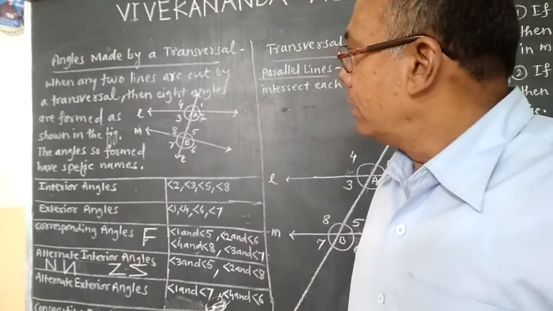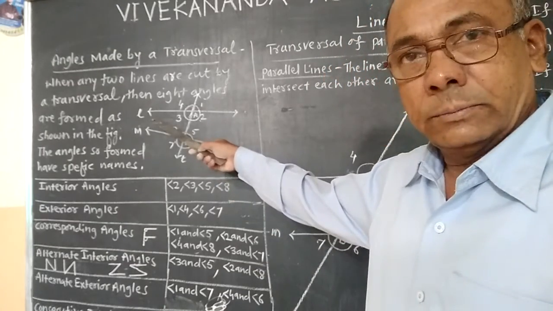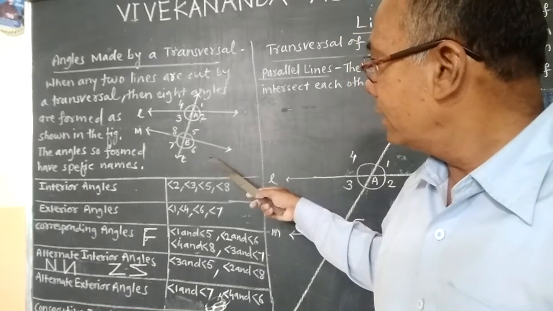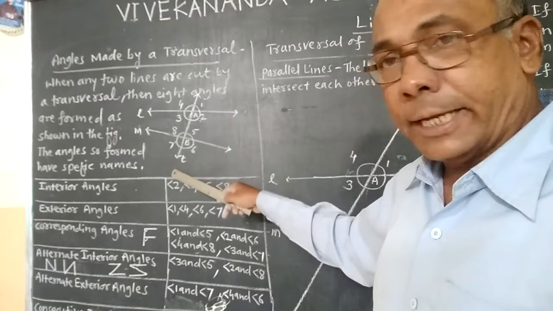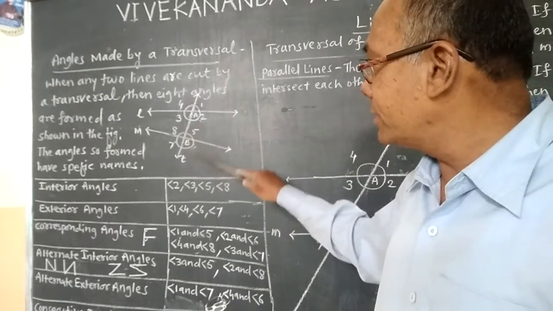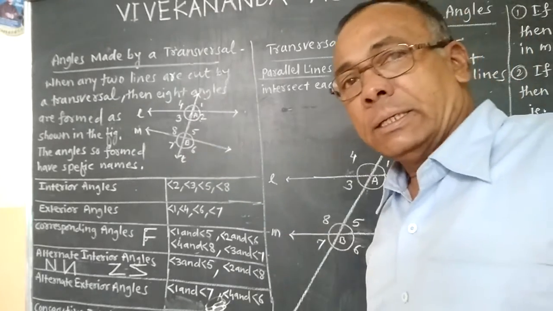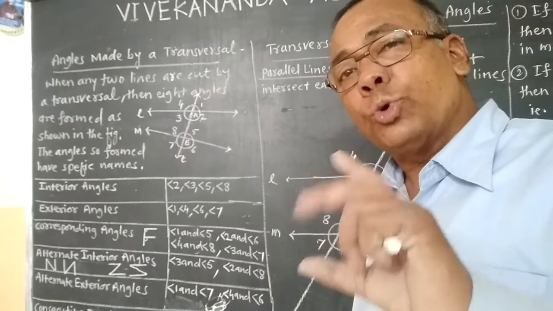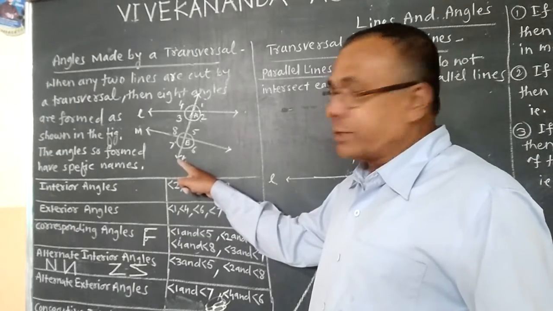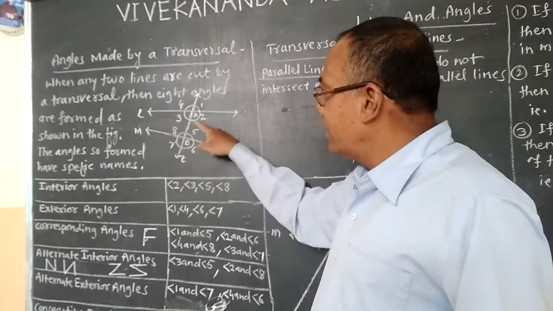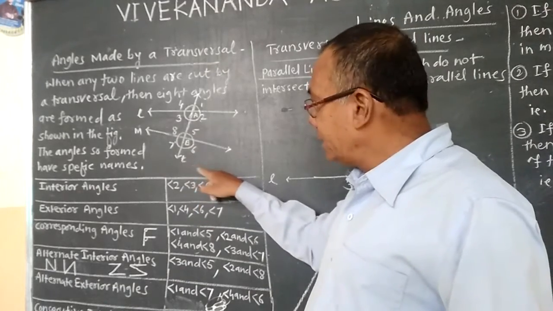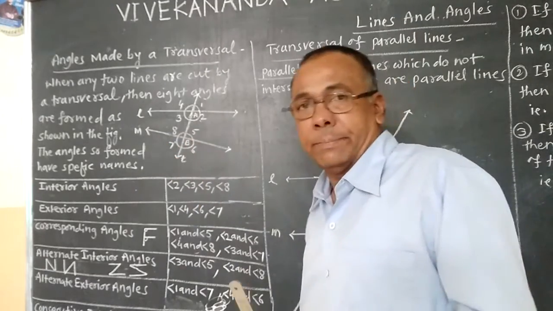Now, here in the figure, L and M, these two lines are shown, and line T intersects these two lines in two distinct points, A and B. Distinct means two different points. Here transversal T intersects L in a point A, as well as transversal T intersects line M in a point B.